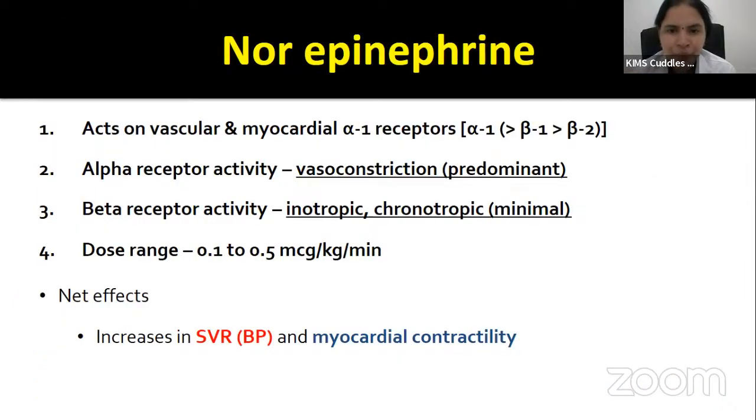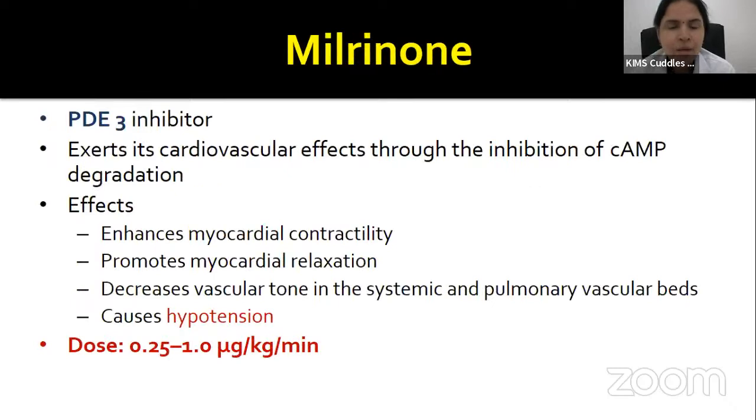And a lot of units are now moving more and more towards the early use of epinephrine in neonatal shock. Norepinephrine, as we discussed, predominantly has the vasoconstriction effect mediated by alpha receptors and has some minimal inotropic and chronotropic effect mediated by beta receptors.